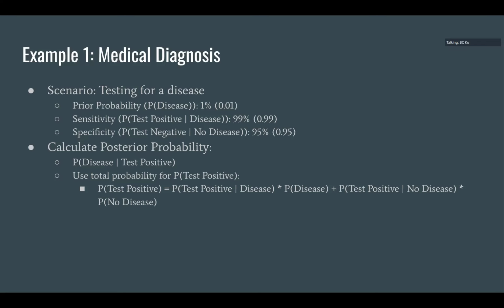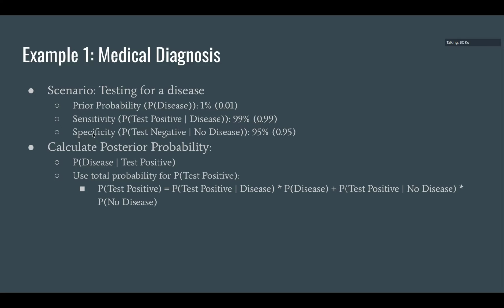We have prior probability, which is the probability of disease. This is the initial probability that a person has the disease, which is 1% or 0.01. And then sensitivity, which is the probability of testing positive given disease. This is the probability that the test correctly identifies the disease, which is 99% or 0.99.